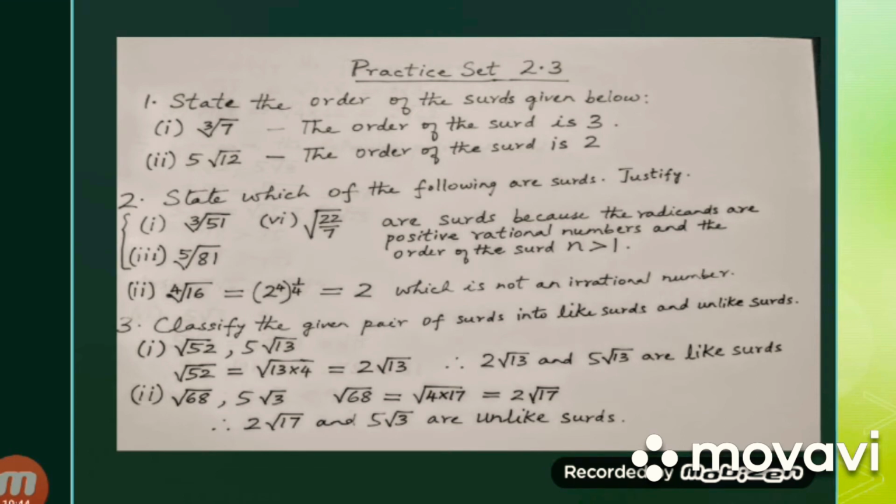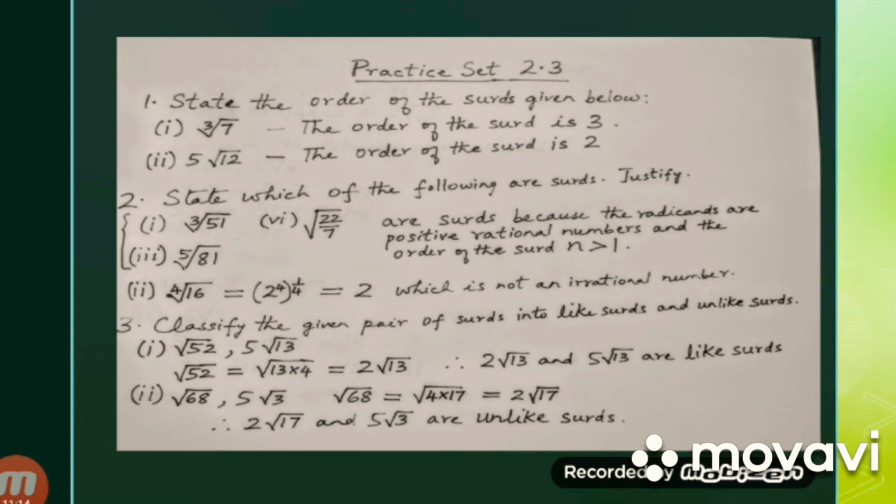Question number 3. Classify the given pair of surds into like surds and unlike surds. Root 52 and 5 root 13. Here root 52 is equal to root of 13 into 4, and that is equal to 2 root 13. Therefore 2 root 13 and 5 root 13 are like surds because the order and the radicand are the same. Here the radicand is 13 and the order is 2.